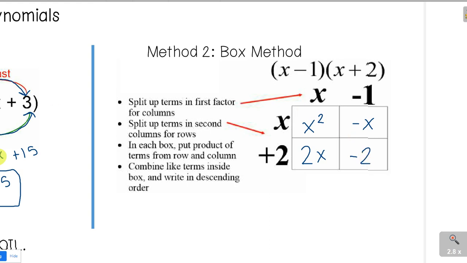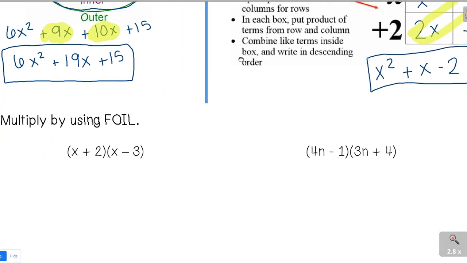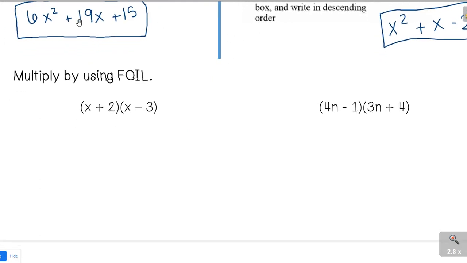Now we have like terms here. Our like terms are going to be in the diagonal here. So we rewrite x squared, then we combine. 2 minus 1 is a positive 1, so plus 1x, or just plus x, and minus 2. So we are going to get some practice for each method, and then you get to determine which method you like best to use.